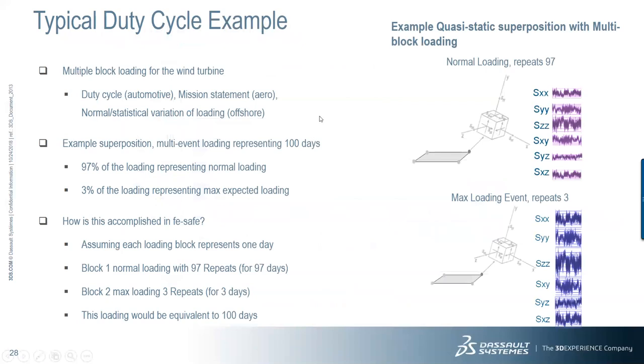This is another example from the wind turbine, as this area might be using some wind turbine examples. So that's why I wanted to show you this. In this particular case, it might be possible that 97% of the time it is just a normal loading, where the wind is normal. But 3% of the time you have this maximum loading, which is this particular signal. So if you want to apply the loading for 100 days, then this will have 97 days, and this will have 3 days of the loading out of 100 days.